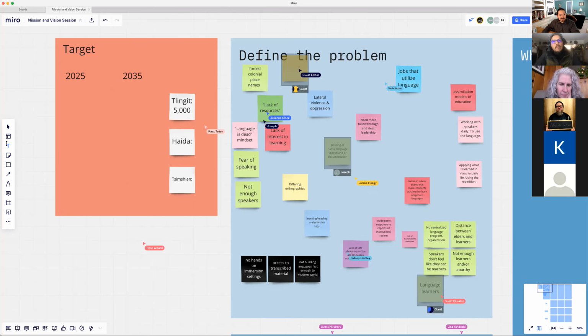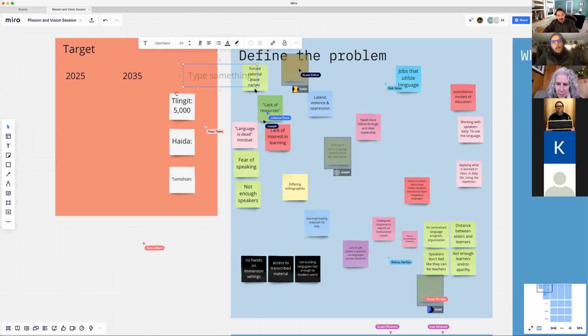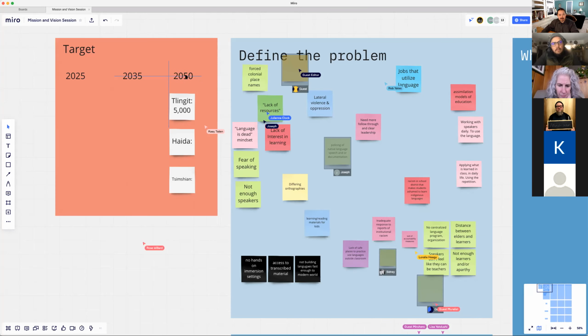And then, because sometimes it's hard to envision, if you look way far ahead, it's just hard to think of. So now I'll say 2050. We'll just round it all up. Nice round numbers.